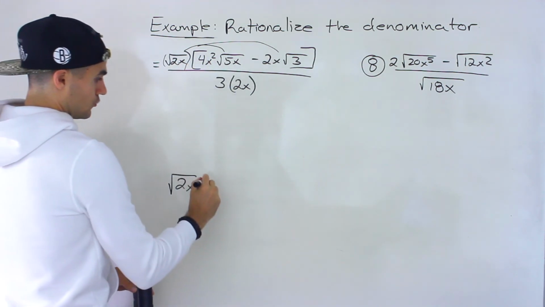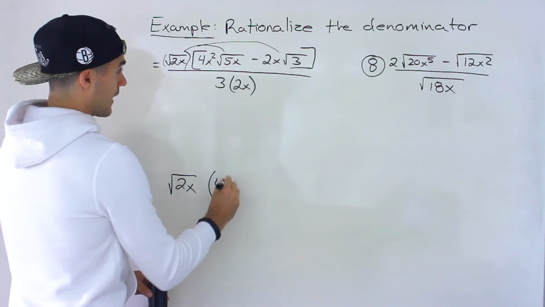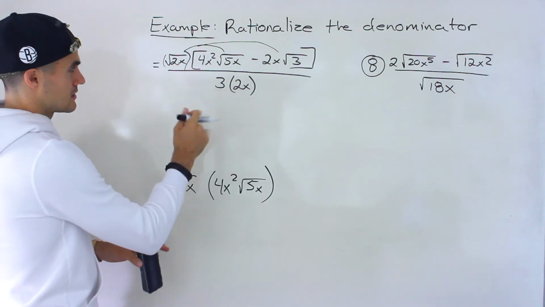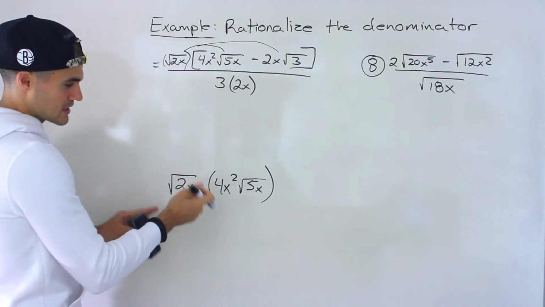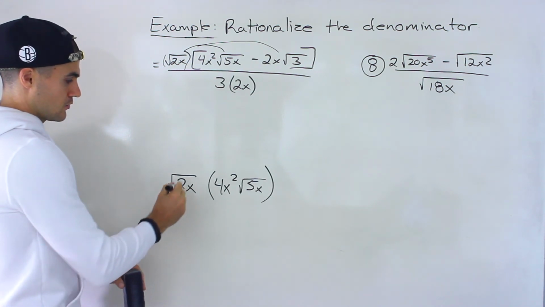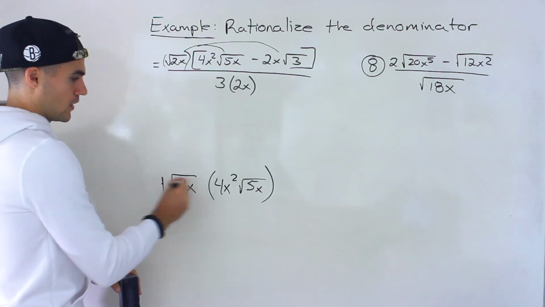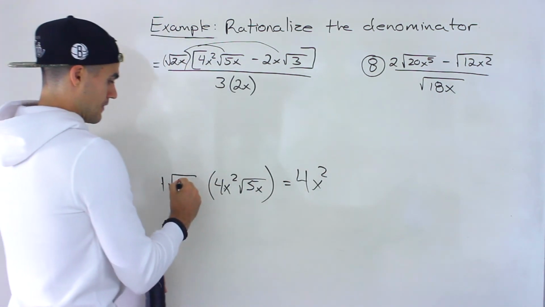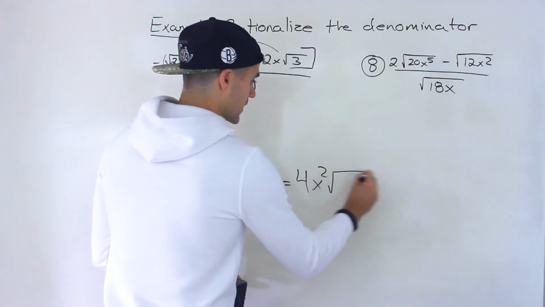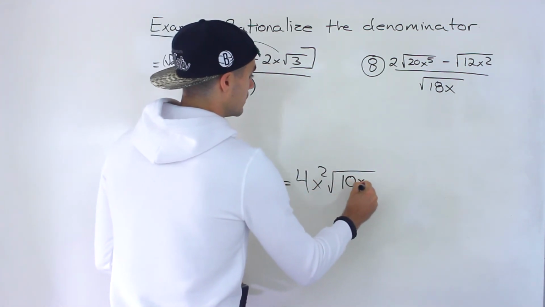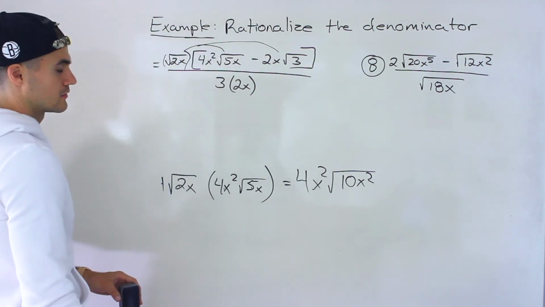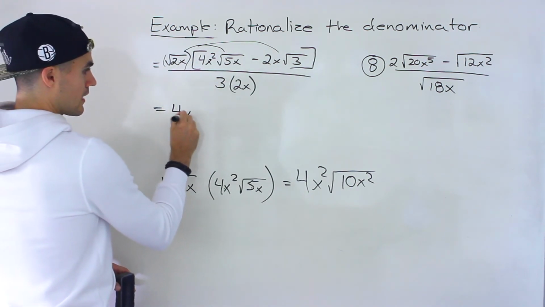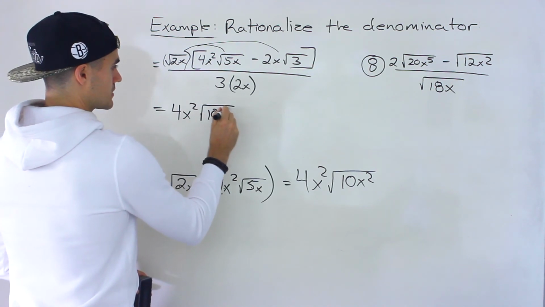Root 2x times this whole term, 4x squared root 5x. If you're getting complex expressions like this, highly recommend doing the work on the side because it is easier to slip up here. So the root 2x, there's like a 1 in front. So the 1 times the 4x squared, we multiply the coefficients. That would just be 4x squared. And then the root 2x times the root 5x, what's 2x times 5x? That would give us 10x squared, like that. Right, so this times that would give us that.